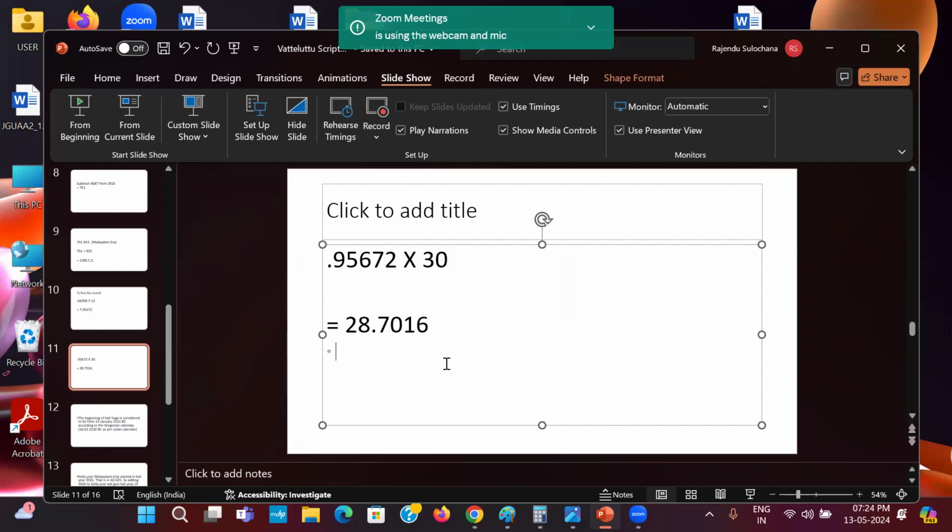Sir, is this method a modern method or an ancient method? There are many methods to find this. This is a very simple, very easy method. Therefore, I am using this method to teach the students and also for my own references.